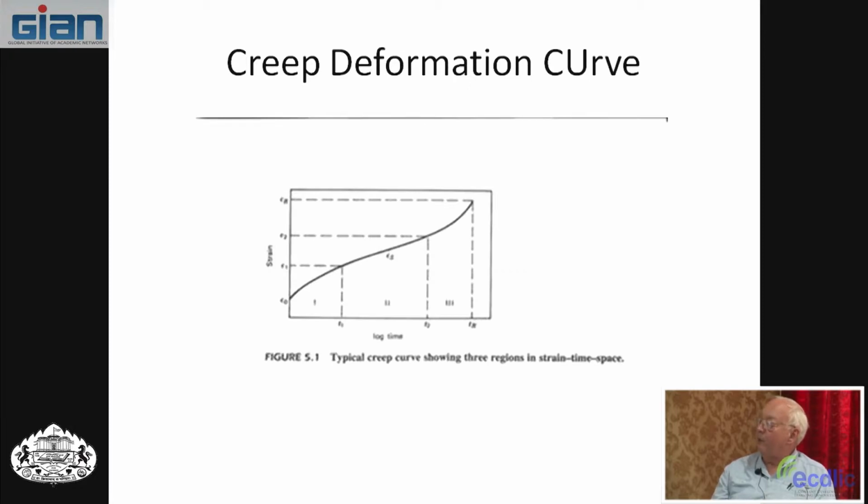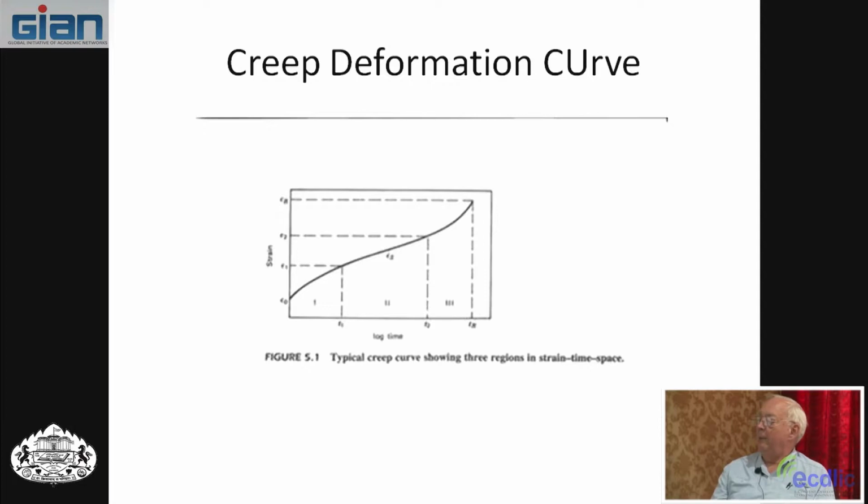Here's the creep deformation curve. When you load a specimen, it gets a strain right away. That's strain versus time, and then it starts to deform and has three regions: primary, secondary, and tertiary. It means region 1, 2, 3. In the first region, the creep rate starts pretty high and slows down. In the second region, the creep rate is almost constant, and in the third region, creep rate increases.